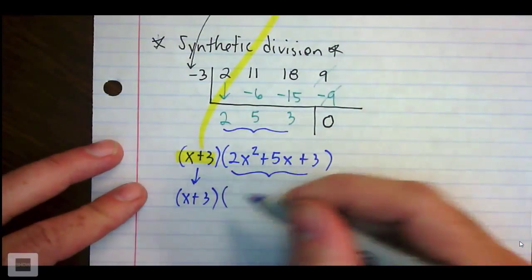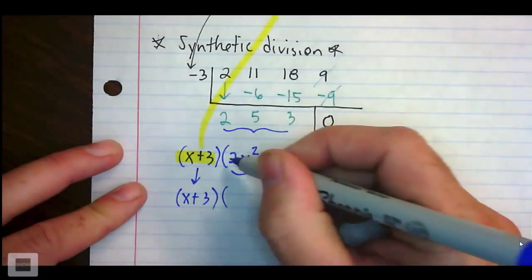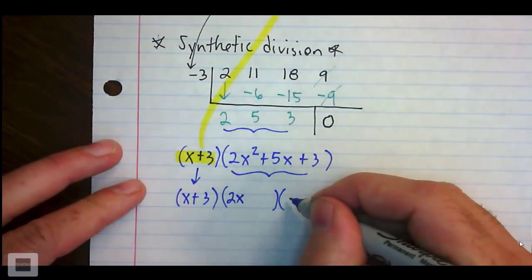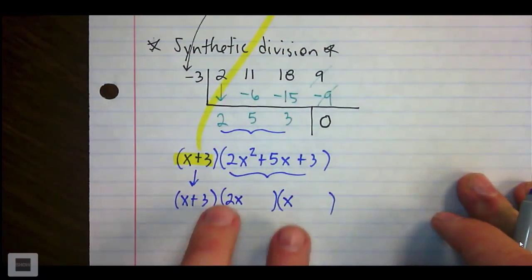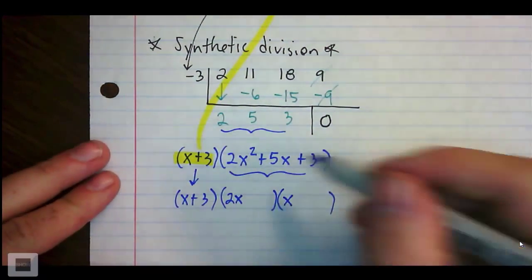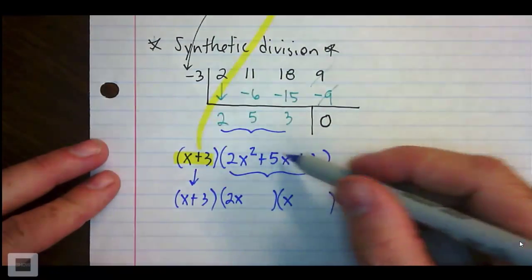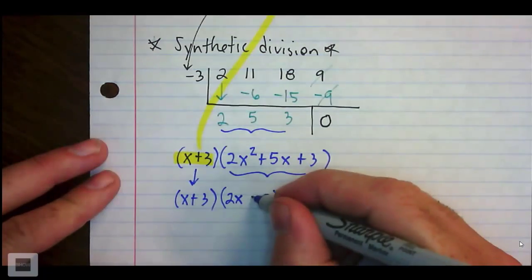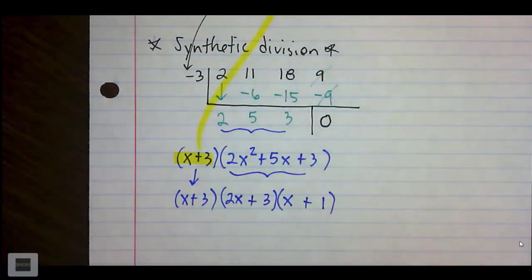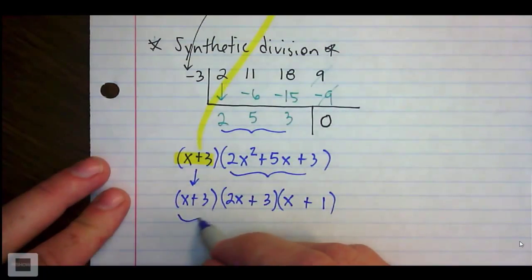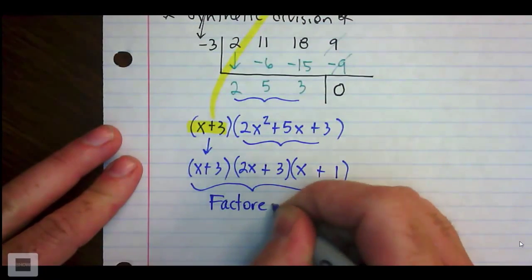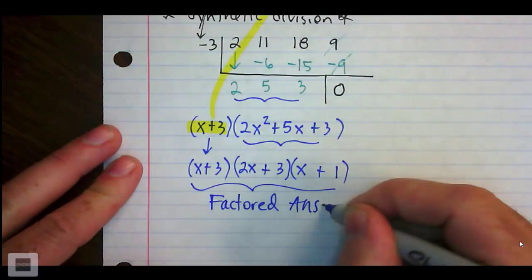So this is going to be 2 parentheses, probably because it's a trinomial. So 2x in the first one, x in the second, or I could flip-flop those two, doesn't matter. And I'm trying to add to get 5, so let's see, 3 and 1. What if I put the 3 there and the 1 there? Everything's positive, so all these signs are positive. And we have now factored our work. This is the factored answer.